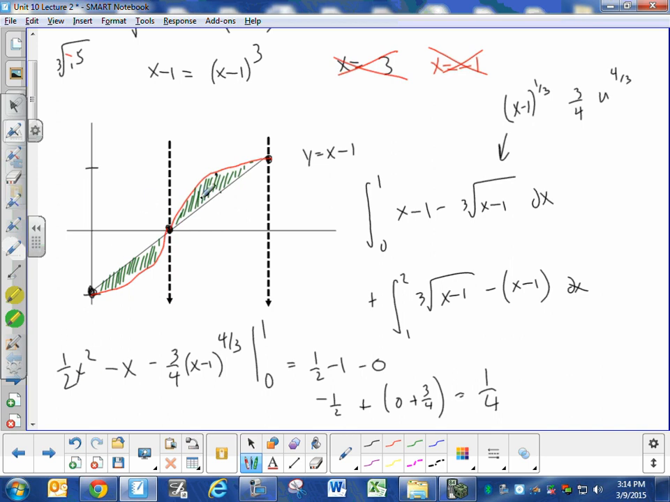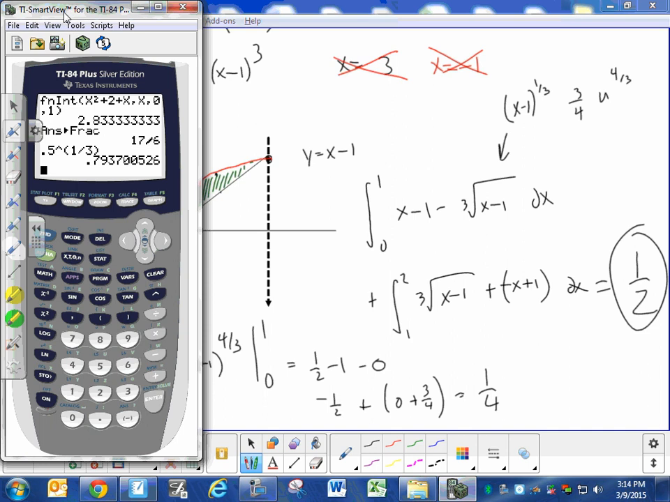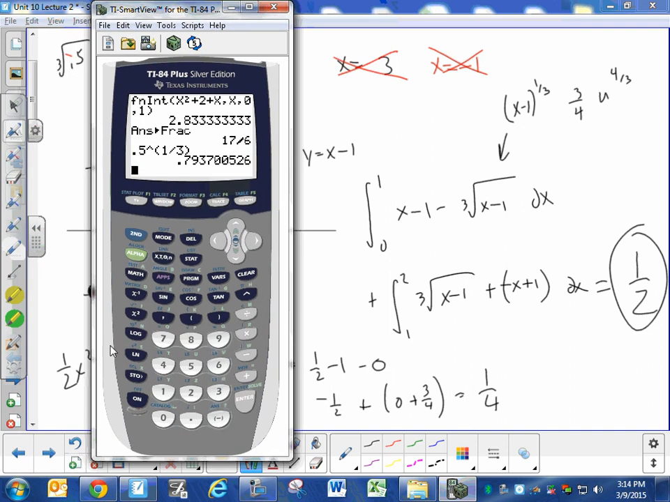What you would find is if you found this area here, this is 1/4, this area here would also be 1/4. You could find that without a calculator. You'd figure out that this total area is 1/2. Just going through and taking the antiderivative of this and plugging in your values, you'd find that also is 1/4. And check that with a calculator really quick just to make sure everything's good.